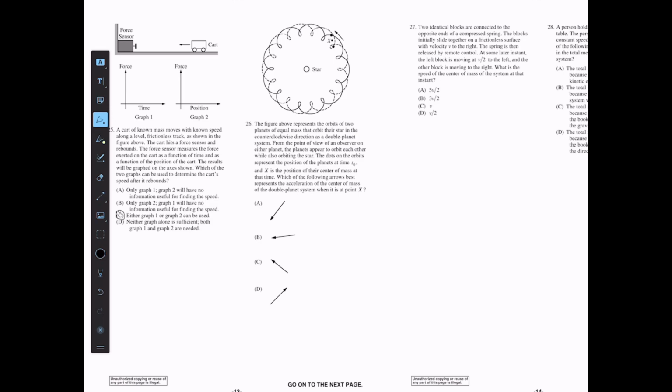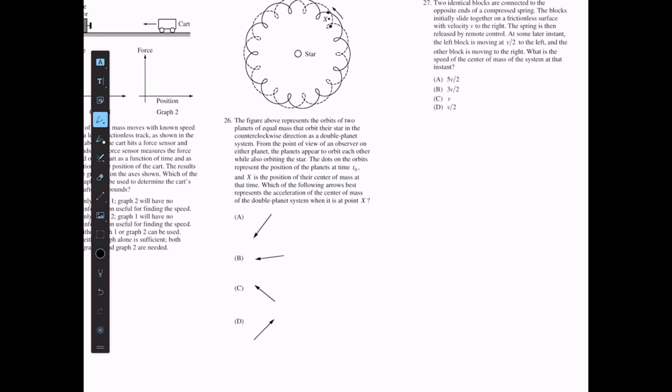The figure above represents the orbits of two planets of equal mass that orbit their star in the counterclockwise direction as a double planet system. From the point of view of an observer on either planet, the planets appear to orbit each other while also orbiting the star. The dots on the orbits represent the position of the planets at time t0, and x is the position of their center of mass at that time.